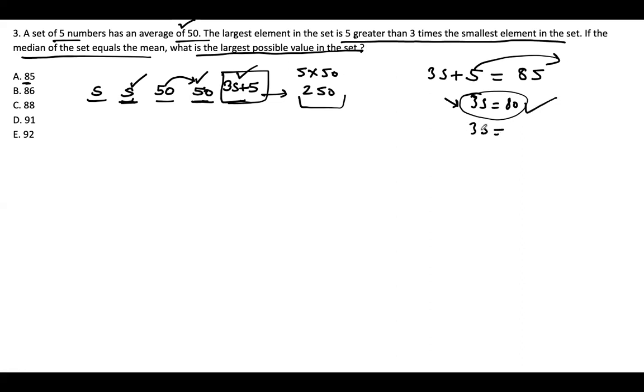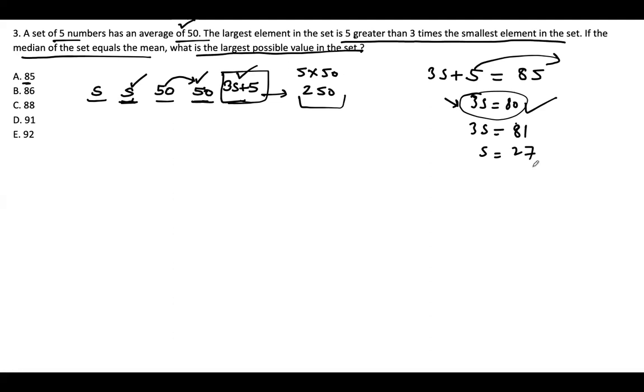Similarly, if you do 3s plus 5 is equal to 86, so this comes out to be 81. So s comes out to be 27. Does it satisfy? 3s is equal to 86, s is coming out to be 27. Is it correct or is it incorrect? I got s as 29 and the final number is 92.